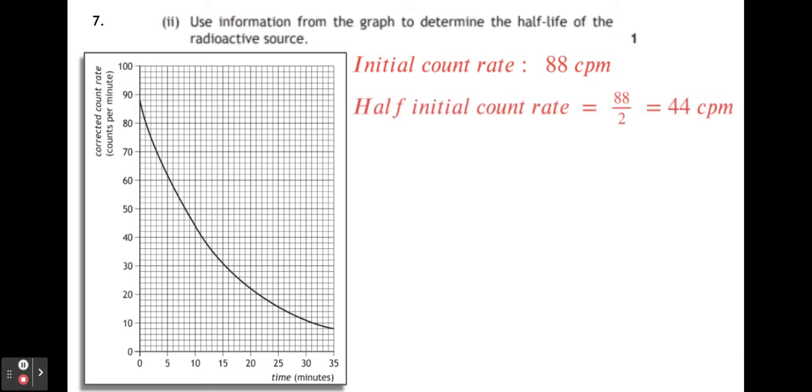Part 2. Use the information from the graph to determine the half-life of the radioactive source. So, we can see the corrected count rate begins at 88 counts per minute. So, half of that is 44 counts per minute. How long does it take to get to 44? Well, we can look on the graph and can see that it takes 10 minutes. So the half-life of the source is 10 minutes.